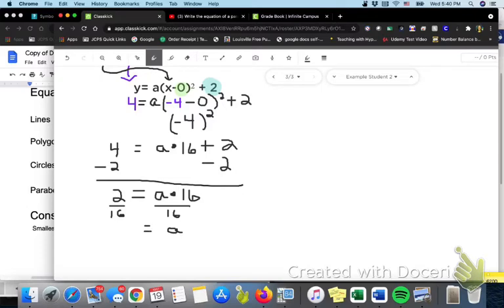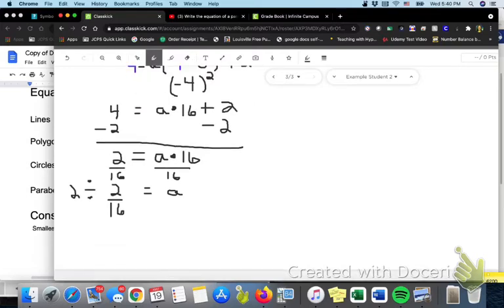And then 2 times 16, or I'm sorry, 2 divided by 16 does not turn out to be a whole number, but that's okay. You can leave it as a fraction. I'm going to go ahead and simplify this fraction because we can divide both 2 and 16 by 2. So the simplified version of the fraction is going to be 1 over 8. So we've got a value of 1 over 8 for a.